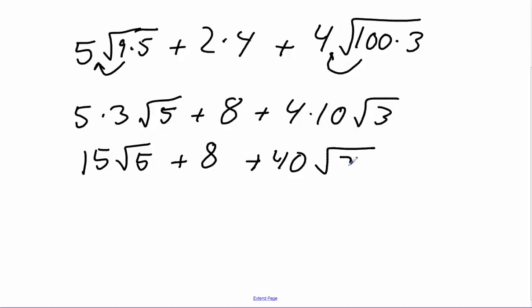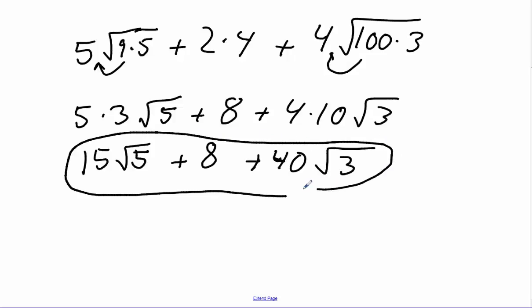Okay. Now when we go back, we're going to get 15 radical 5 plus 8 plus 40 radical 3. Okay. If we look now, we notice that none of the radicals share a common number. So this is your final answer: 15 radical 5 plus 8 plus 40 radical 3. Okay. So that's the video on adding and subtracting radicals. Next up, I'll do multiplication.